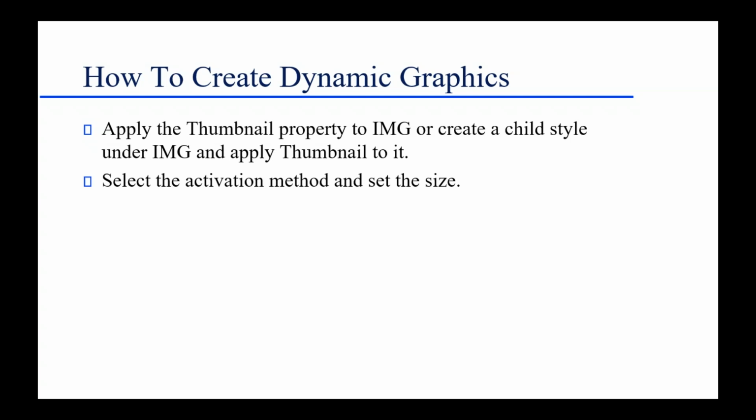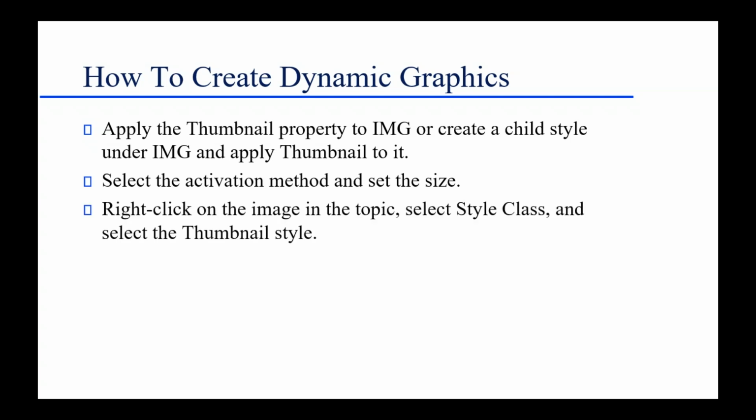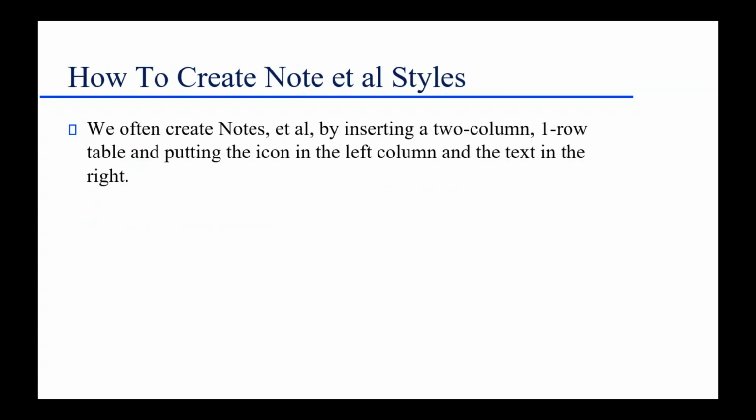And select the activation method, again, hover help, pop up, whatever, set the size, and then I'll right click on the image in the topic, and I'll select that style class option that I mentioned earlier, one of 3 ways to see your styles. And sure enough, you make sure you save after specifying this style. A common problem is that you'll make some changes to the style sheet and you'll go to apply those changes and they won't be there. And it's because you forgot to save. This is classic. But you select the thumbnail style and that will apply it.